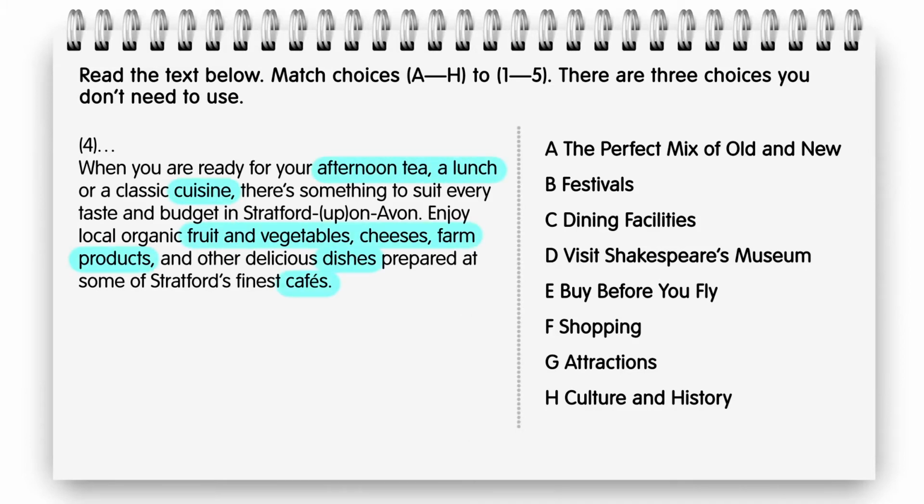Now, paragraph 4 has many more keywords, and that should make it much easier for us. We have words like afternoon tea, lunch, cuisine, fruit, vegetables, cheeses, farm products, dishes, cafes. And from this, we can get that C will be our best option, because all of these keywords generally are talking about dining facilities. We're talking about food, cafes.